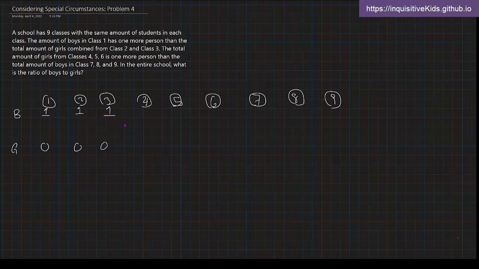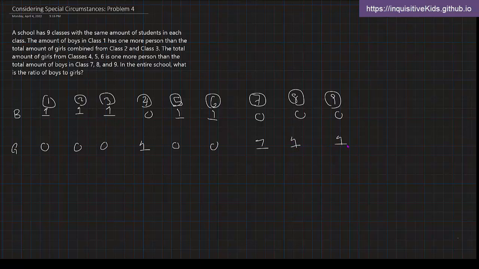Now classes 4, 5, and 6. The total amount of girls from classes 4, 5, and 6 is one more person than the total amount of boys in classes 7, 8, and 9. So out of all of these classes 4, 5, and 6, there's only 1 girl. So there is 1 boy in each of the classes 5 and 6. And this is 1 more than the total amount of boys in classes 7, 8, and 9. So there are no boys in classes 7, 8, and 9, for they are all girls.